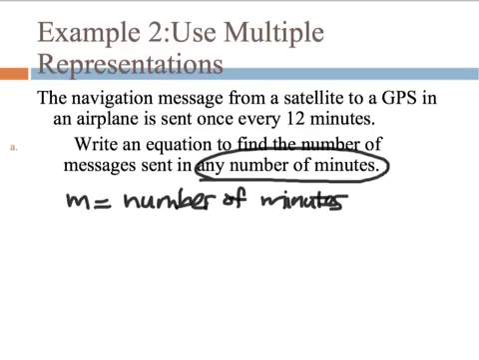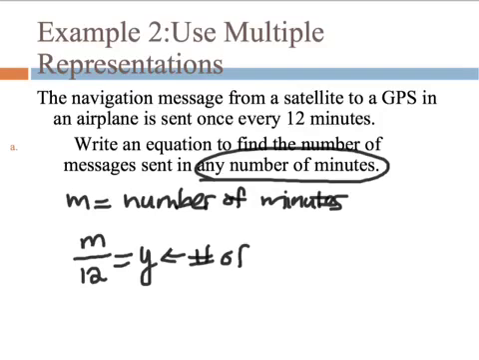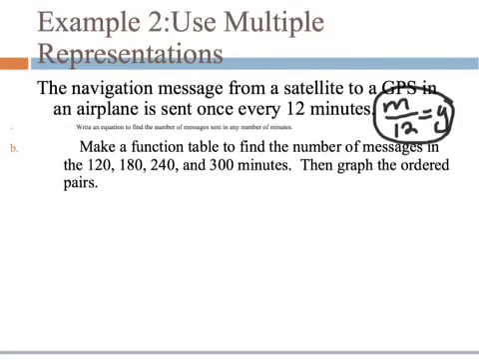So if m were 240, I divide by 12. It doesn't matter what m is, I'm still going to have to divide by 12. So m divided by 12 is equal to the number of messages, and I'm going to let y represent the number of messages. Okay, so here we have m divided by 12 is equal to y. I want you to keep that in mind. That was from part A, so now we're going to attack part B.